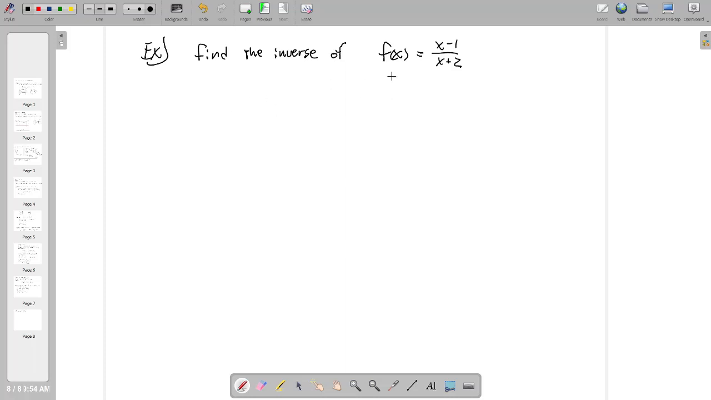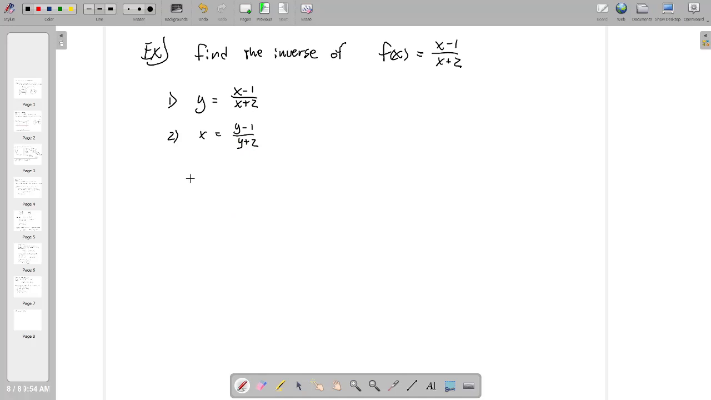Our first step is to change our f of x to y. So we would have instead y equals (x minus 1) over (x plus 2). This would be step 1. Step 2 would be to swap the roles of x and y. So we replace y with x and x with y. Now you have to replace every x with y.